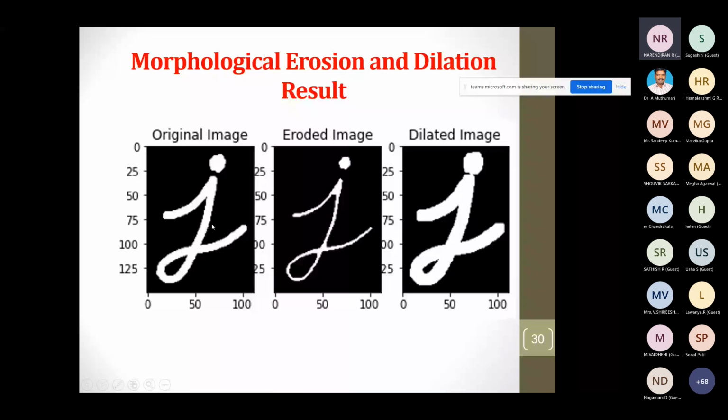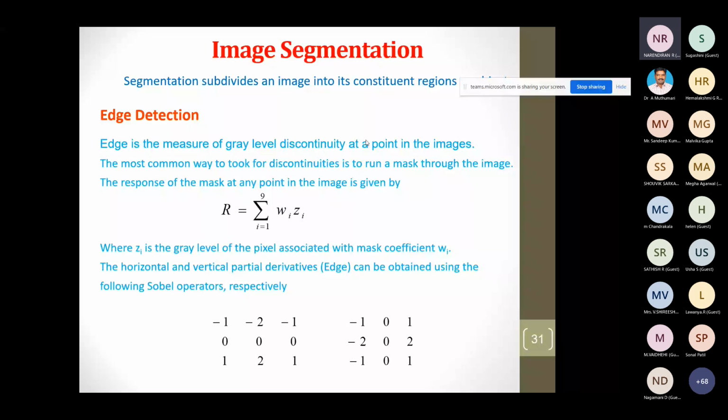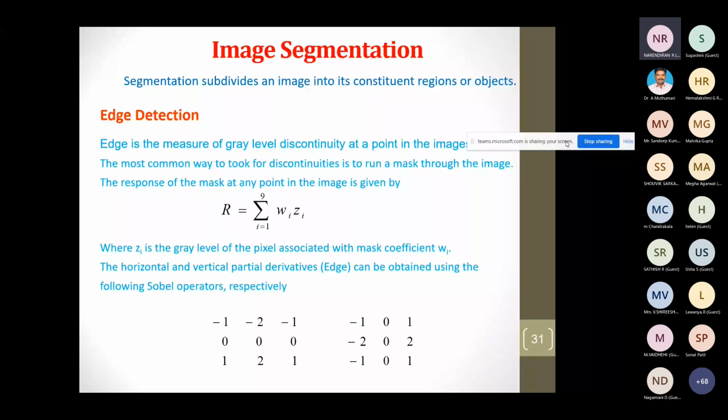Right. The next topic is image segmentation. What is segmentation? Segmentation is nothing but subdividing an image into its constituent regions or objects. This can be done with many operators like Sobel, Prewitt, and many others. Many operators are available, and one of the famous ones is Sobel.